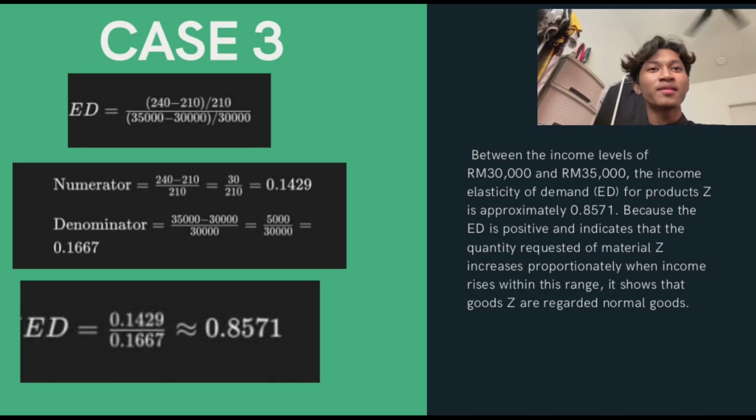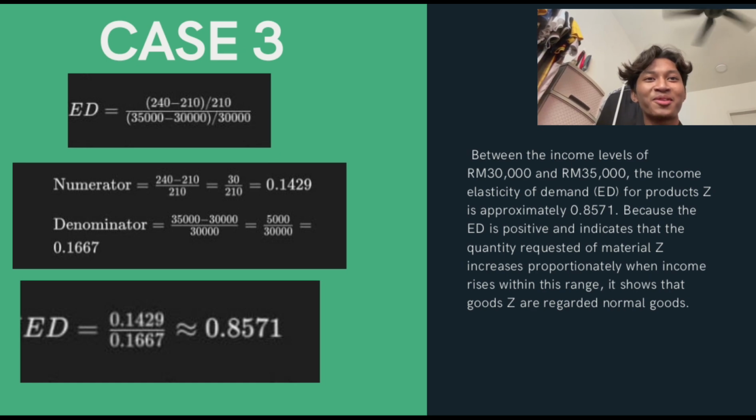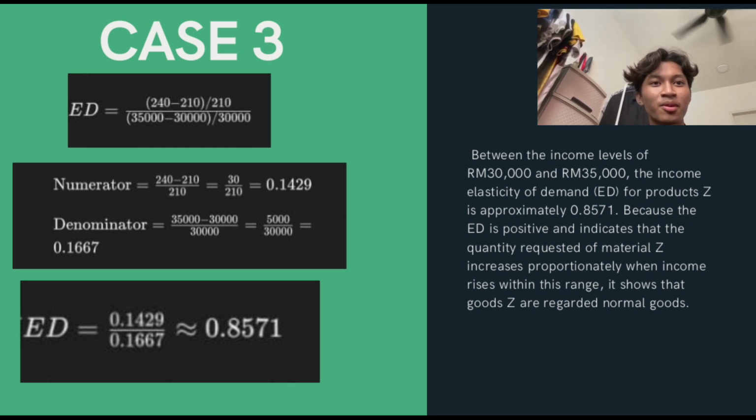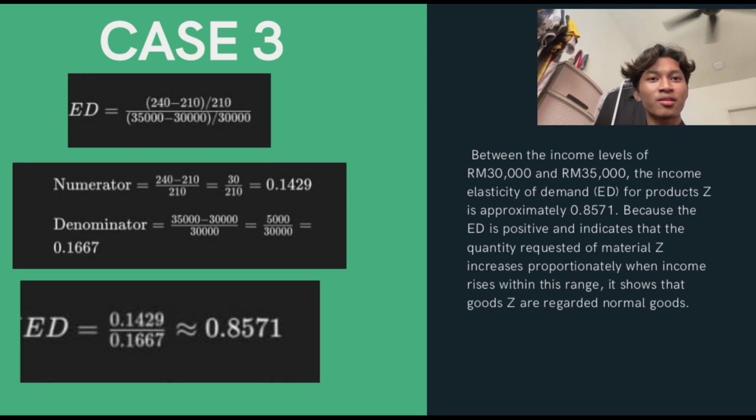Okay, for case 3, between the income level of 30,000 and 35,000, the income elasticity of demand for product Z is approximately 0.8571. Because the ED is positive, it indicates that the quantity demanded of product Z increases proportionally when income rises within the range. It shows that good Z is regarded as a normal good.